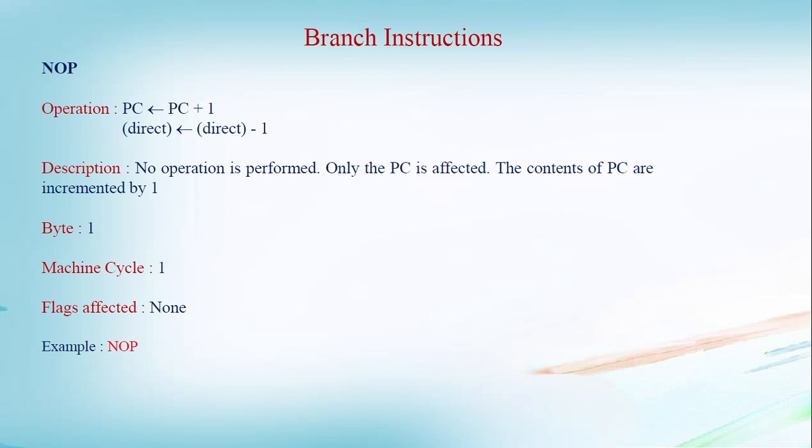Then NOP. NOP means no operation. Here no operation is performed, only the program counter gets affected. The content of the program counter is incremented by 1. It requires 1 byte and 1 machine cycle. No flag is affected. Example, NOP.